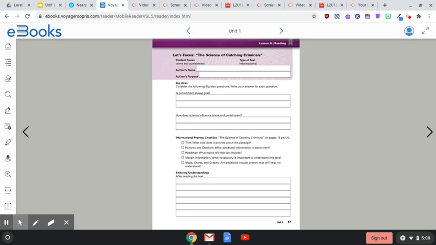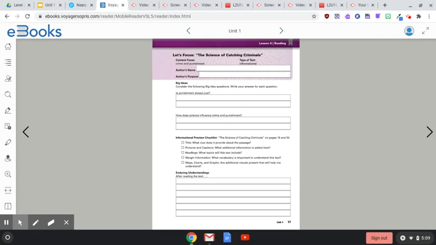Now let's look at our big idea questions. Is punishment always just? How does science influence crime and punishment? Let's discuss these two questions. Now that we've discussed these questions, jot down an answer. We'll come back to these questions after we finish reading The Science of Catching Criminals. You can add to your answers as you gain information and perspective.